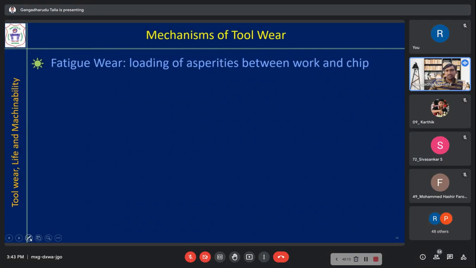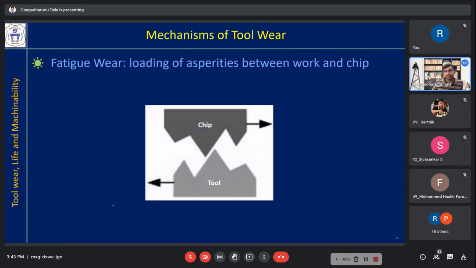Now the next type of wear is fatigue wear. Here there is loading of asperities between the work and the chip. What is it? Let us say this is the tool and this is a chip. The chip is moving over the tool, so there will be irregularities at the microscopic level, and these irregularities will interact.